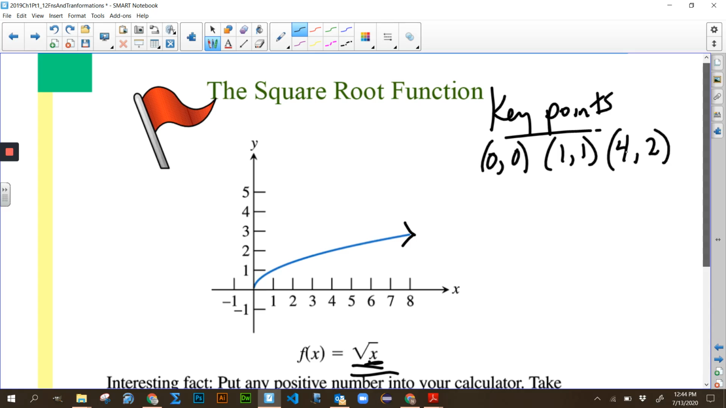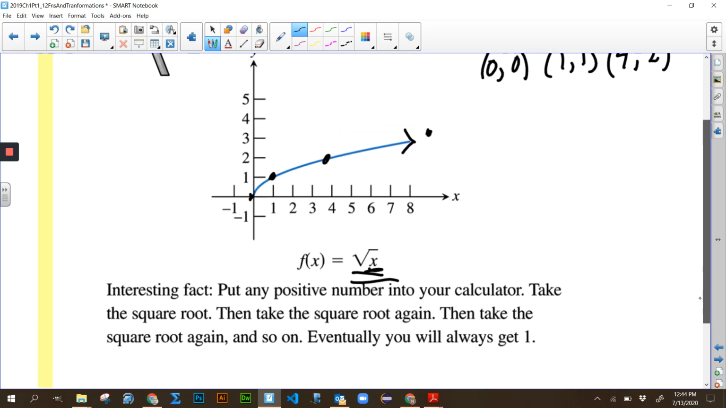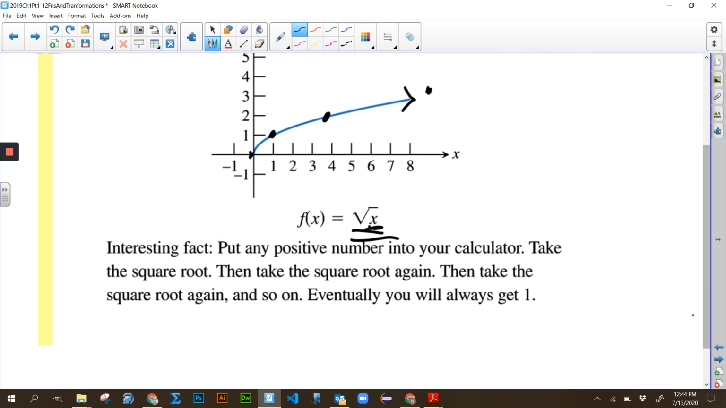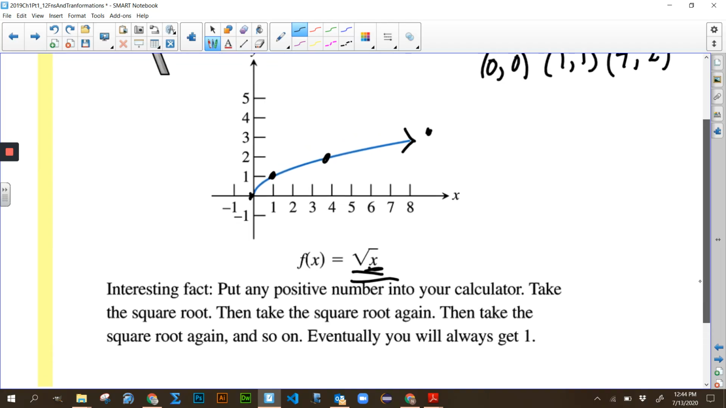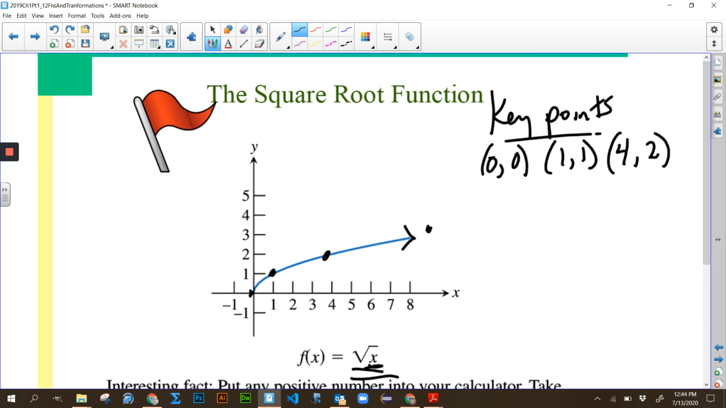We could use 9 and 3, but these are the 3 points we're going to use for transformation purposes. When we get there, out here at 9, it'll be up at 3, but we'll use those 3 general points. Okay, this is an interesting fact, so let's read it. Put any positive number in your calculator and keep taking the square root. Eventually, you're going to get to 1. What? Try it. I'm going to have you go ahead and pause the video, fill in your domain and your range, and all of the rest of the things on there, and then come on back and we'll do it.